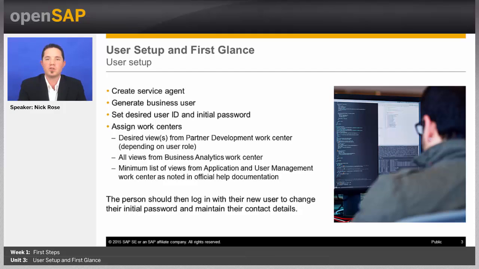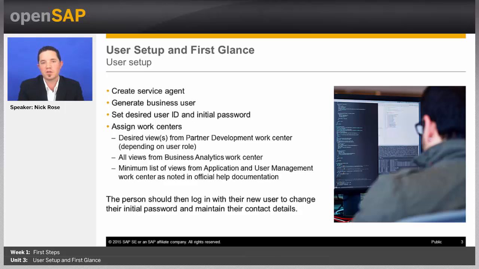Well, there's a few things we'll need to do. First, we're going to go ahead and create a service agent. You could find this under Business Partner Data or a couple other work centers that are available in SAP Business ByDesign. And once we generate a new service agent, we'll want to click the Request User action from there. That'll then provide a new entry you'll see under the Business Users view of the Application and User Management Work Center. With this business user, we can now set their ID, set an initial password, and then assign the proper access rights.